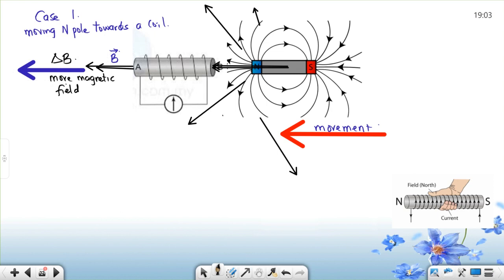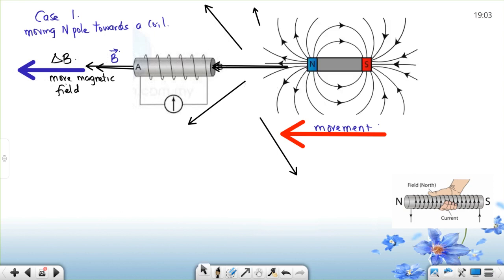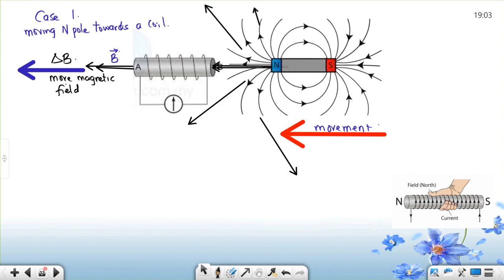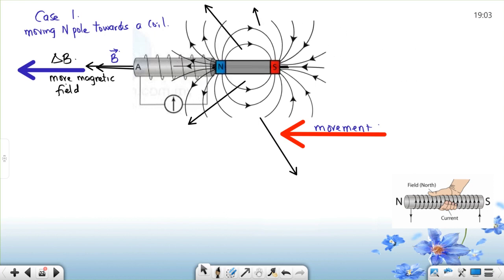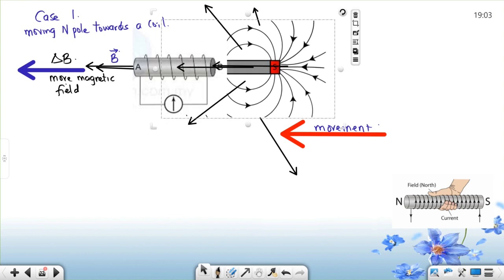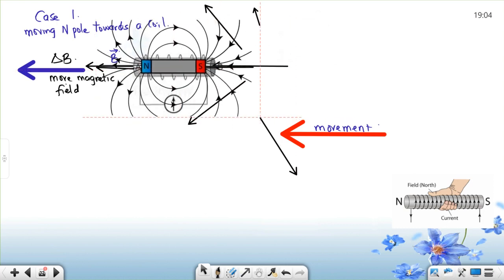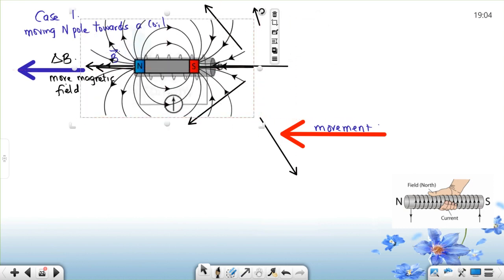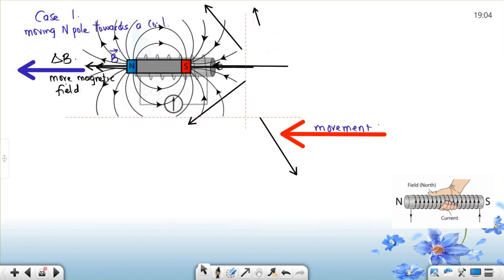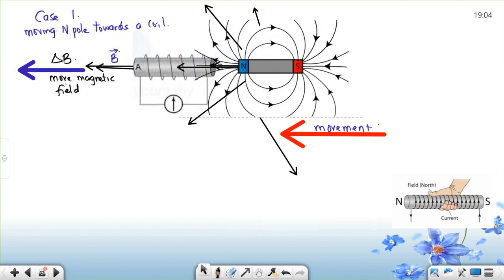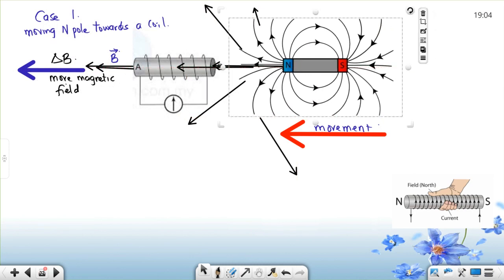So I'm going to repeat. That's the key. First, it was like this. If we then move this towards that, check. You see, there's more. Let me say above. If we move this, just trying to show you the field lines, do you see it's more? It's now more. So the change, the more goes towards the left-hand side. That's my change.